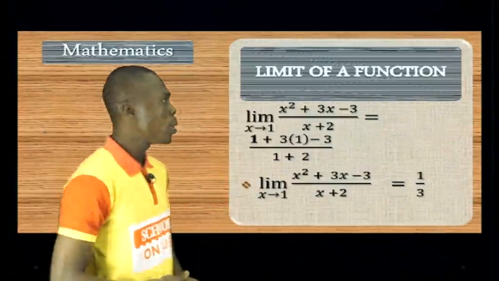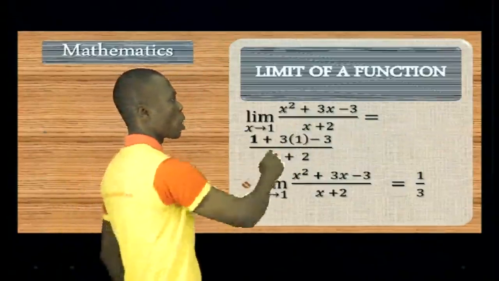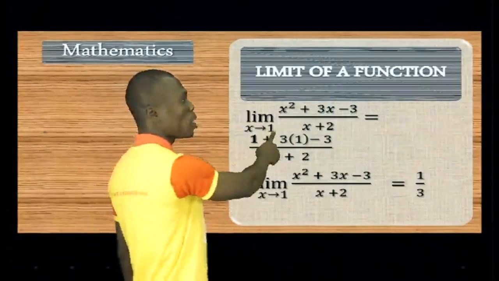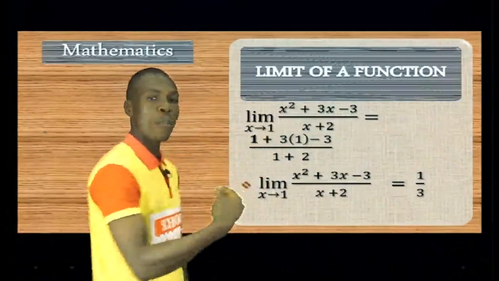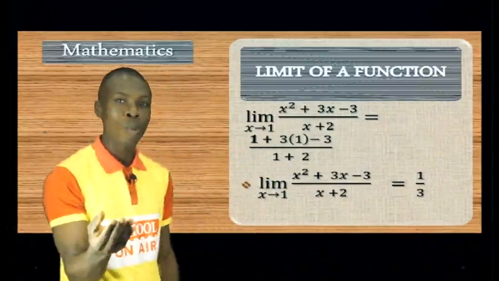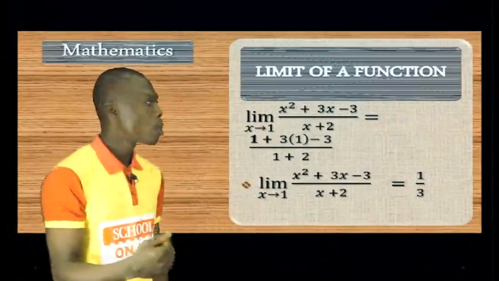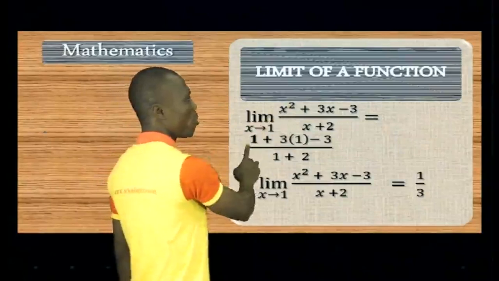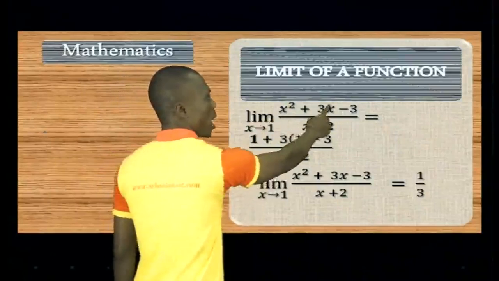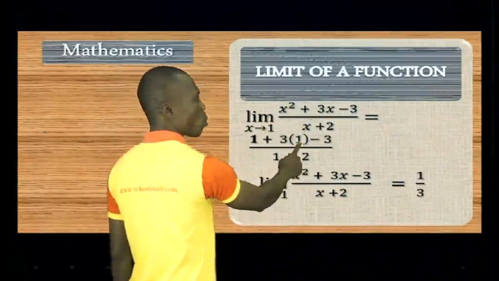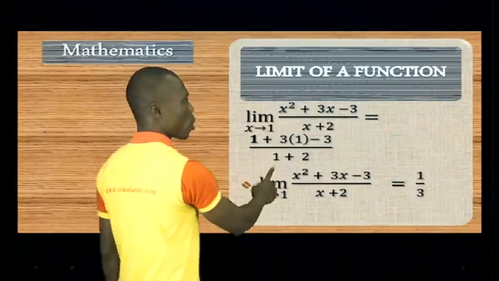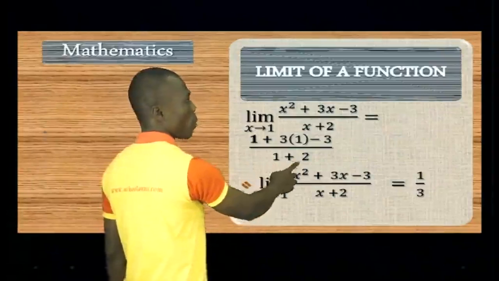So the limit we have is x squared plus 3x minus 3 over x plus 2, but we are told as x approaches 1. So by substitution, we'll put the value of x as 1 in the given function. I put x equal to 1, so that I have 1 squared, which will still give me 1, plus 3 into 1, the value of x now is 1, then minus 3 over 1, the value of x now, plus 2.